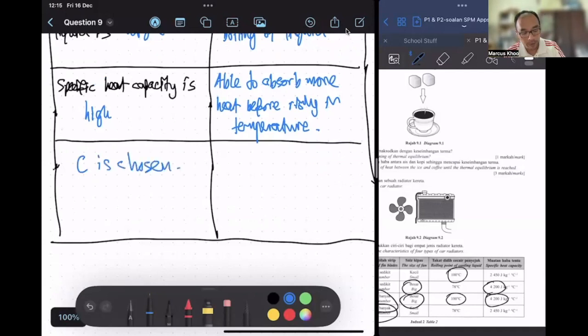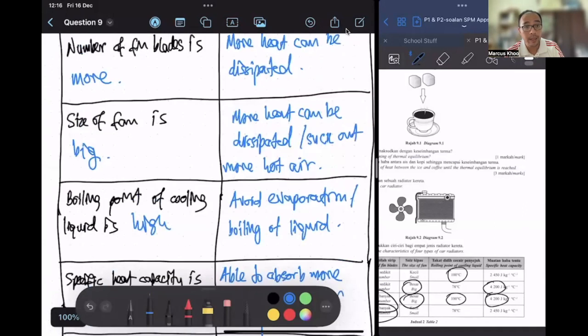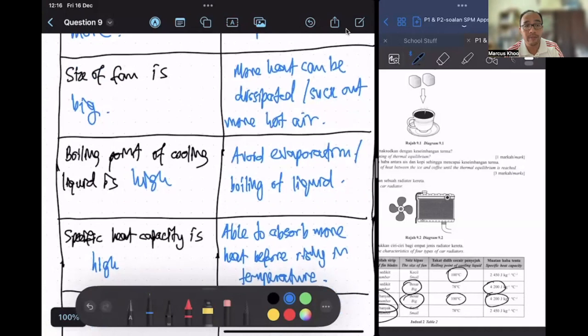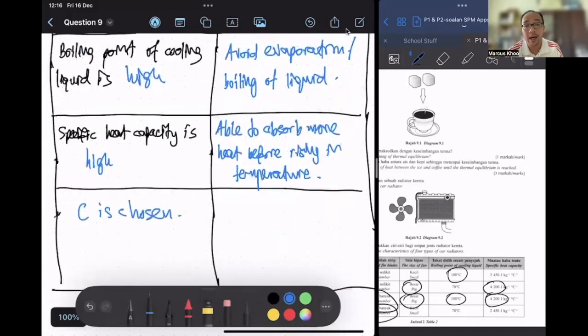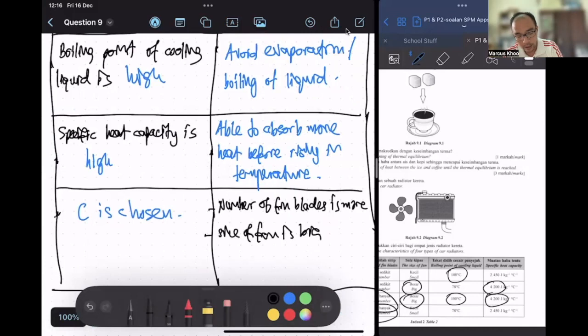And why? You write all these 4 things again: the number of fan blades is more, the size of the fan is big, the boiling point of the cooling liquid is high, and the specific heat capacity is high. You don't need to write the ones on the right, you just write the ones on the left. So let me show you. The number of fan blades is more. Second point, the size of the fan is big. The boiling point is high. The specific heat capacity is high.